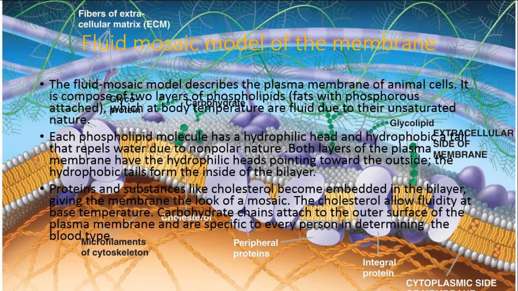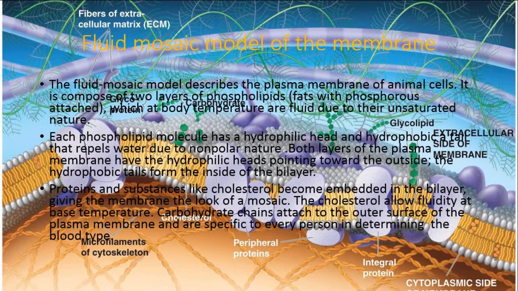It's fluid, and the plasma membrane is hydrophobic, so it doesn't mix with water. The proteins and substances like cholesterol embedded in the bilayer give it the look of a mosaic, because the plasma membrane has the consistency of vegetable oil at body temperature. The proteins and other substances are able to move across it and be fluid.